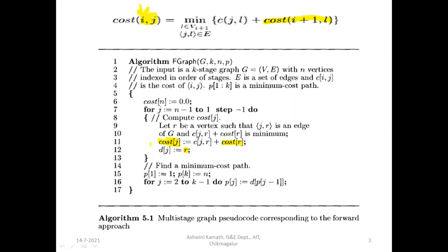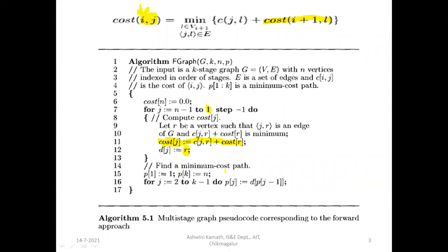So here also same thing, we cannot underline here, right? We have to store it somewhere. So d of j will hold the vertex r which is giving minimum value. Among all the values of j and all the values of r, we have to find the one with the minimum value. For which value of r we have got the minimum, that value will be stored in d of j. This loop will continue up to stage 1.